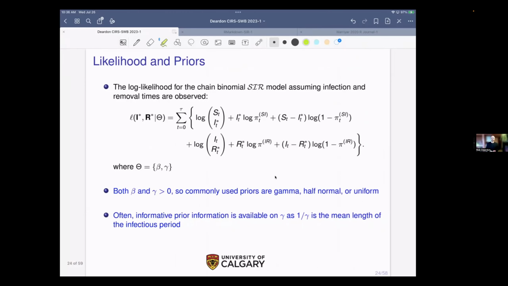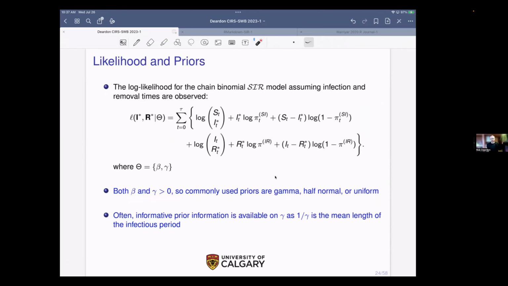All right. So in our case, there's our likelihood again. If we're doing it in a Bayesian framework, we put priors on our parameters. Our two parameters, beta and gamma, are both positive. They're rate parameters, right? So typically we'd use a gamma prior. You could use a half normal or a uniform, or a half t, something like that.